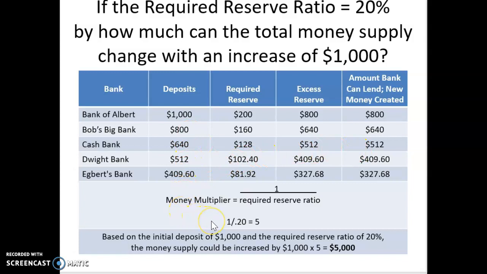So we take 1 over the required reserve, the 1 over 20% is 5, and then we multiply 1,000 times 5, and the entire money supply could be increased by up to 5,000. Now this is assuming that every bank is loaning out the max of their excess reserves, which most banks don't. This is assuming a lot of things. This is the potential of how much the money supply can change.